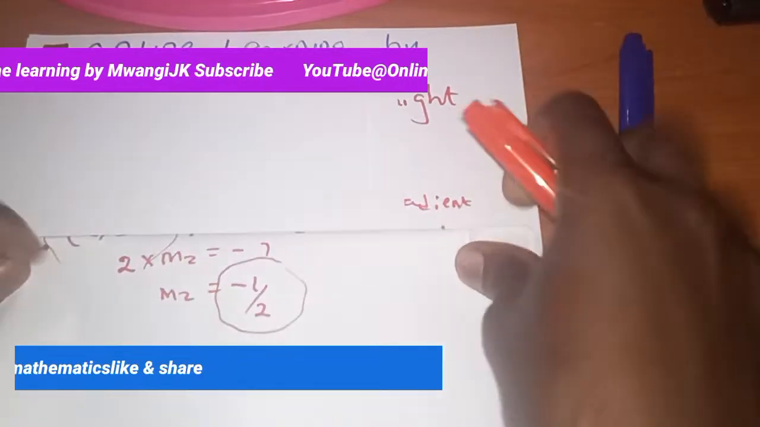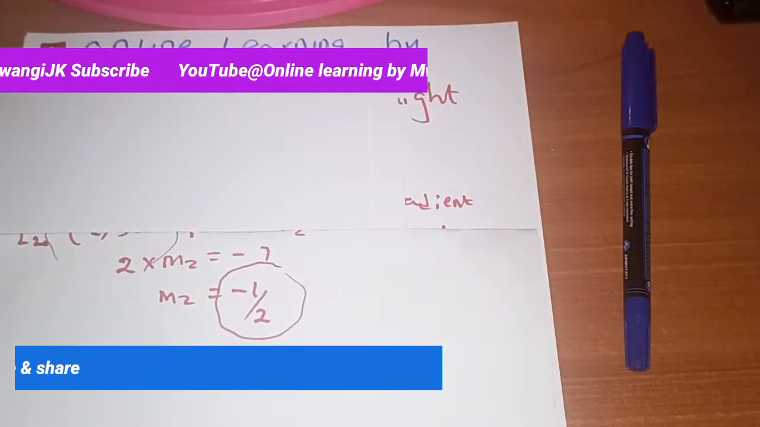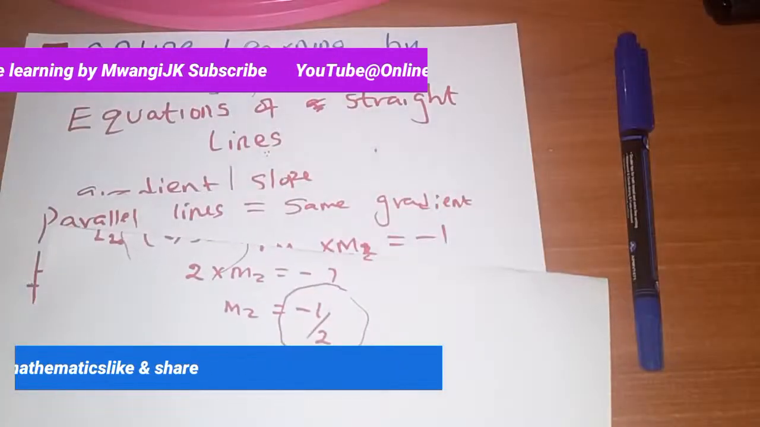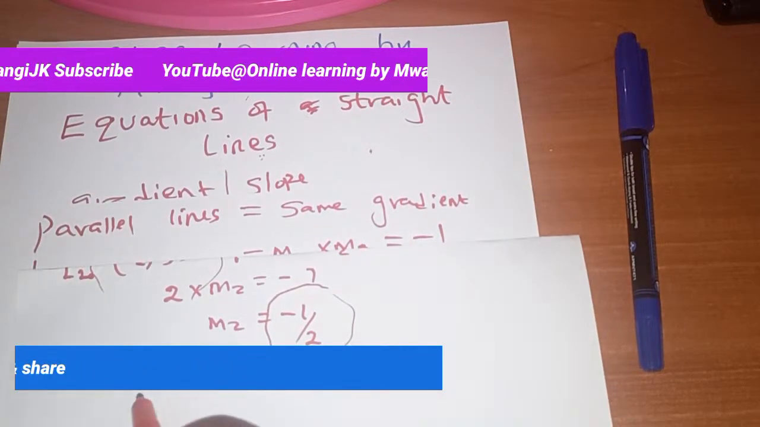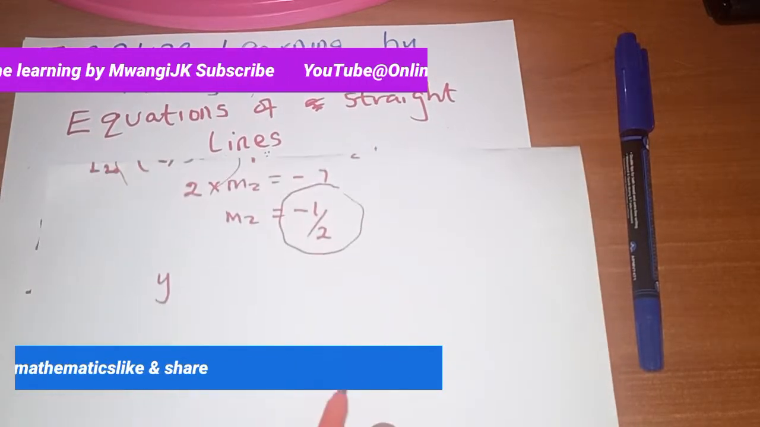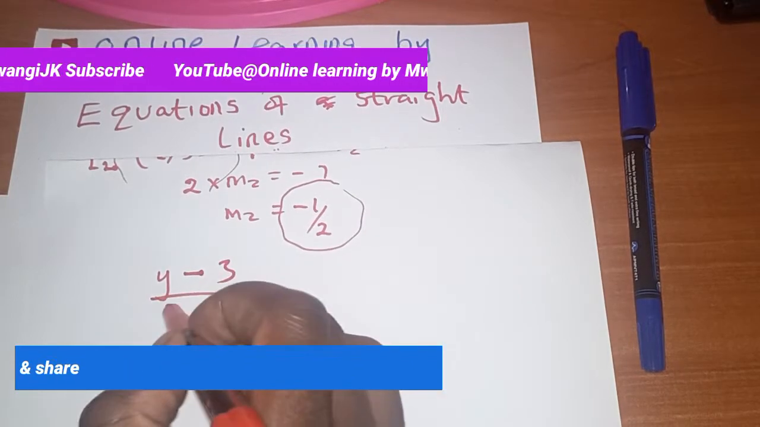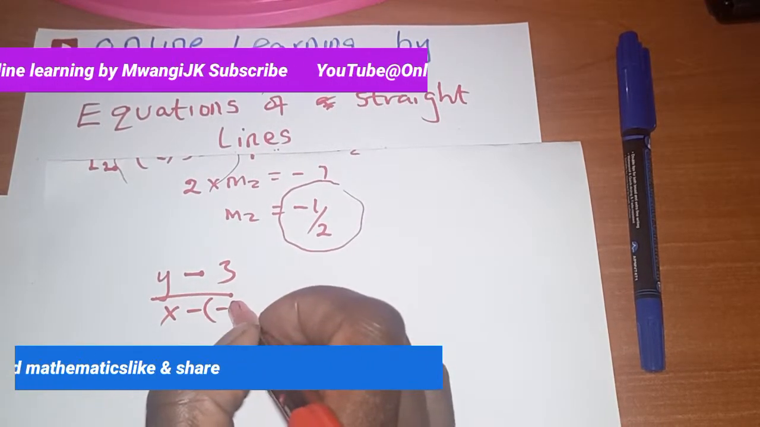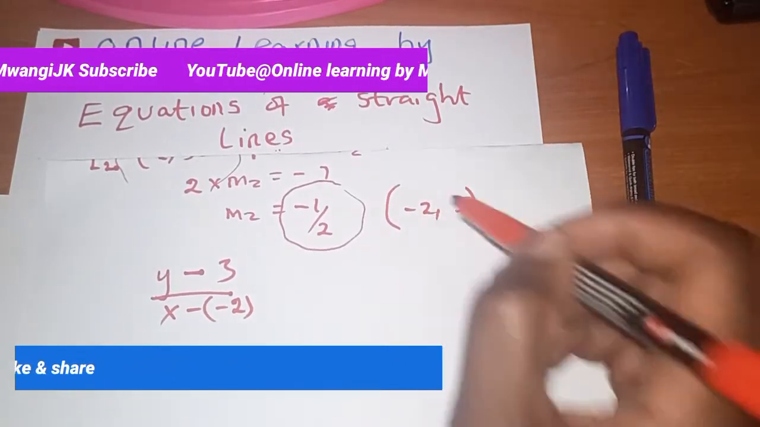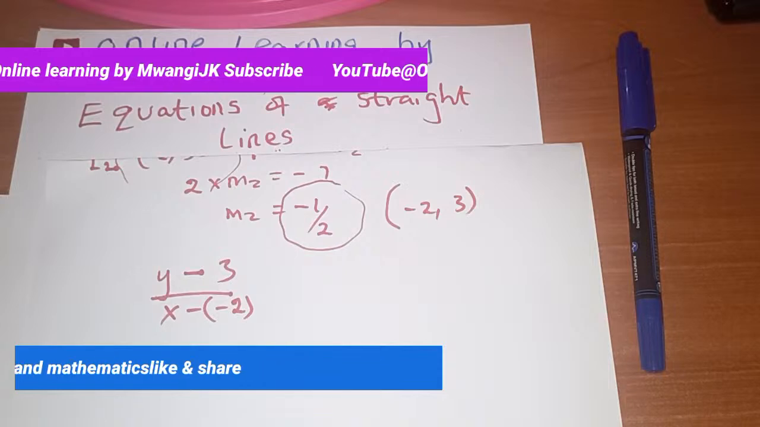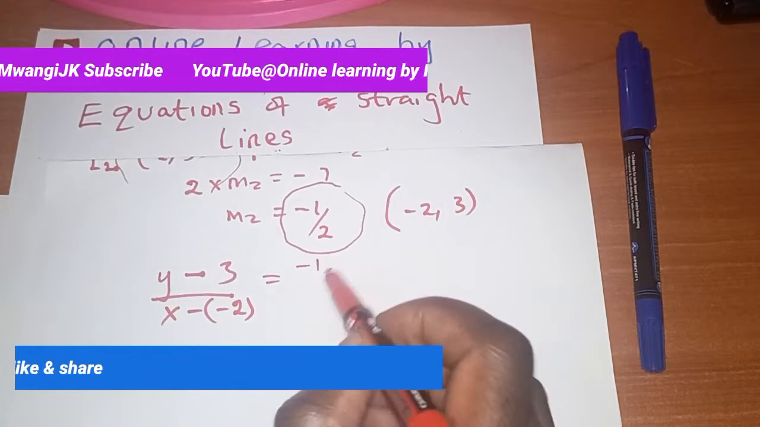So we have it here. This is what we are going to do. We have the point and the gradient, so we'll say (y - 3)/(x - 2). Remember the point is (-2, 3), the point where this line 2 passes. So this is equal to -1/2.